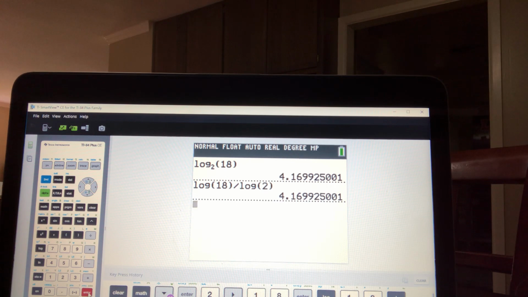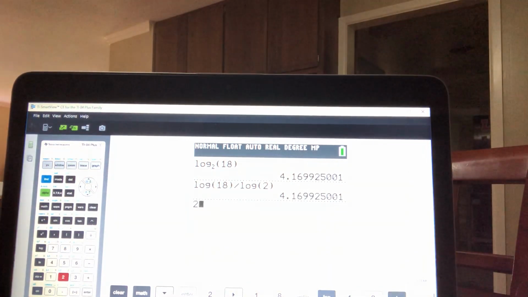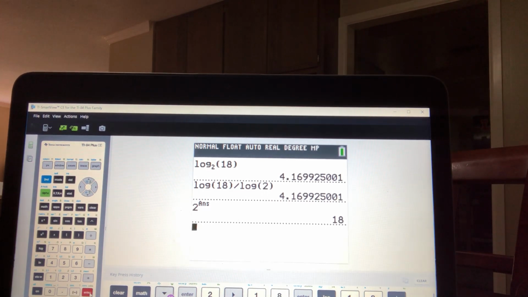Now with all of these equations, you should check your answer by plugging it back in for x. The original equation was 2 raised to the power of x. So I'm going to raise it to the answer, that's right there with the negative symbol, and then press enter. You'll see that it does equal that original number 18. That means our answer is correct. I want you to check all of them to make sure you're doing it right.